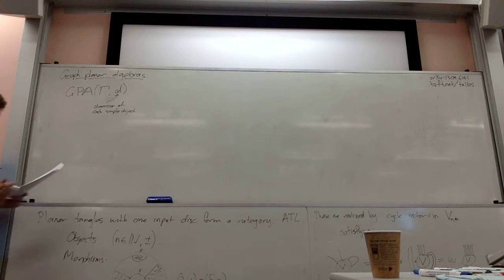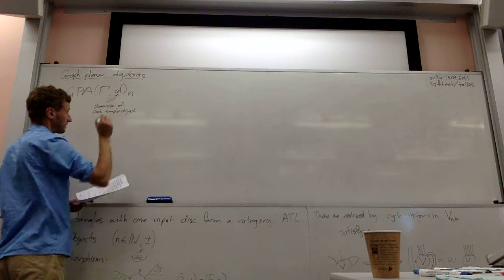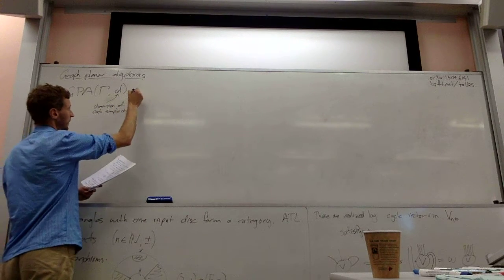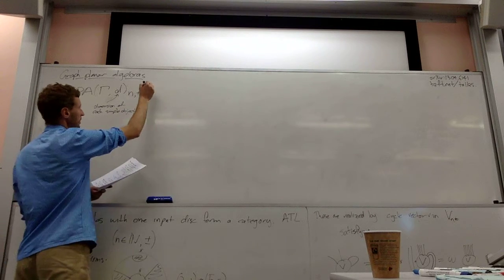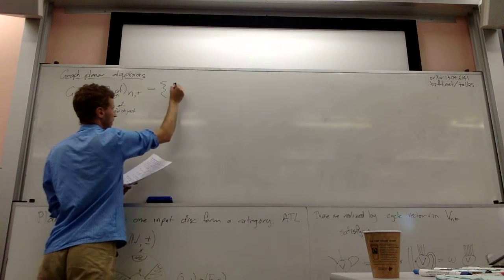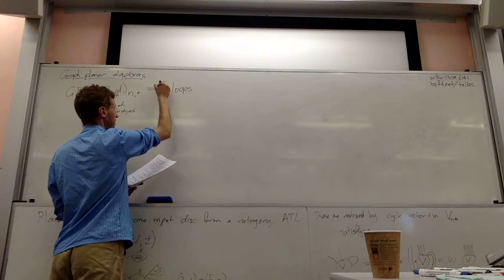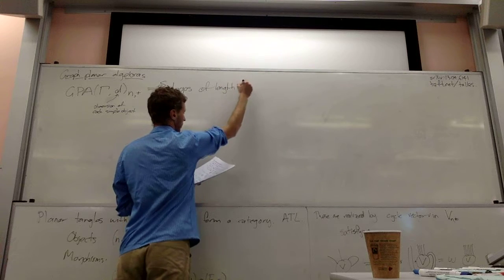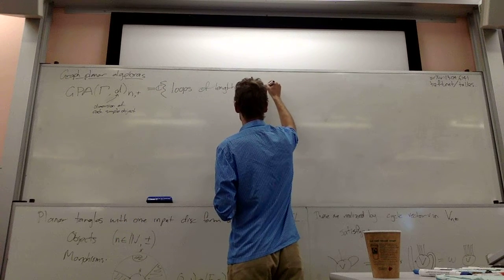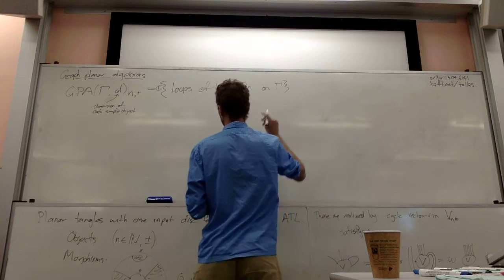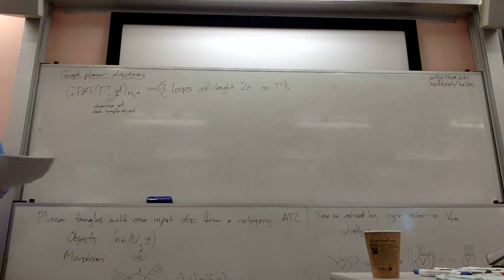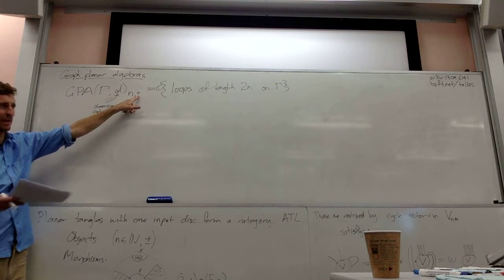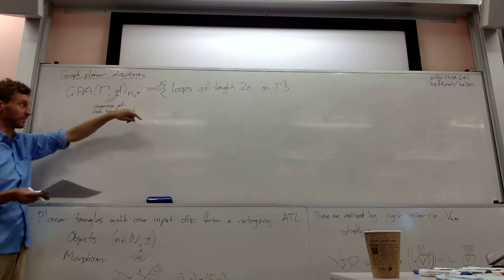Okay, so what is this graph planar algebra? Well, the n comma plus space is just linear combinations of loops of length 2n on gamma. Now remember that gamma, the principal graph, had two components for the left A modules and the left B modules, and that's how the plus and minus comes in. We either take loops on one of the components or loops on the other component.